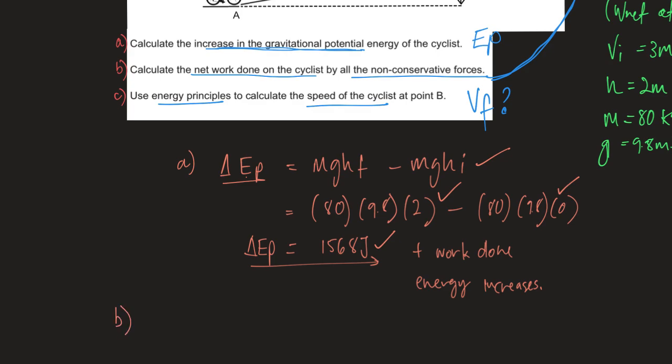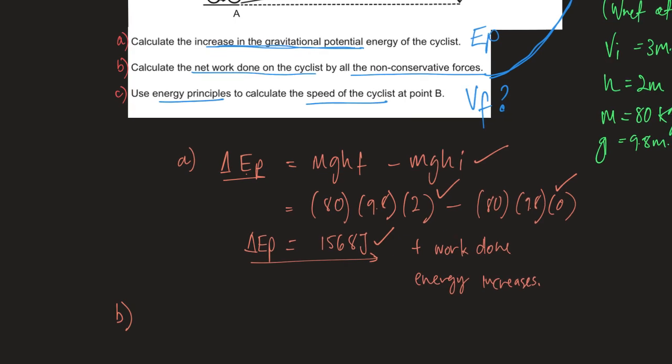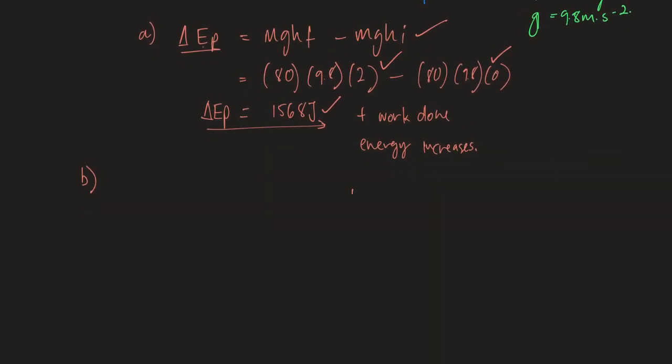The next one, B. It says they want the net work done by all non-conservative forces. All right, so there are two ways of doing this. I'm going to show you both methods.